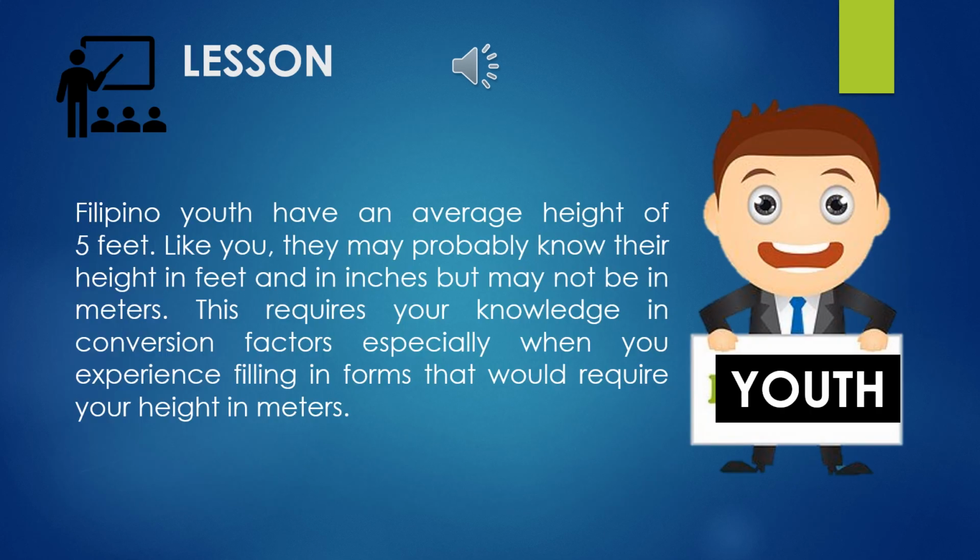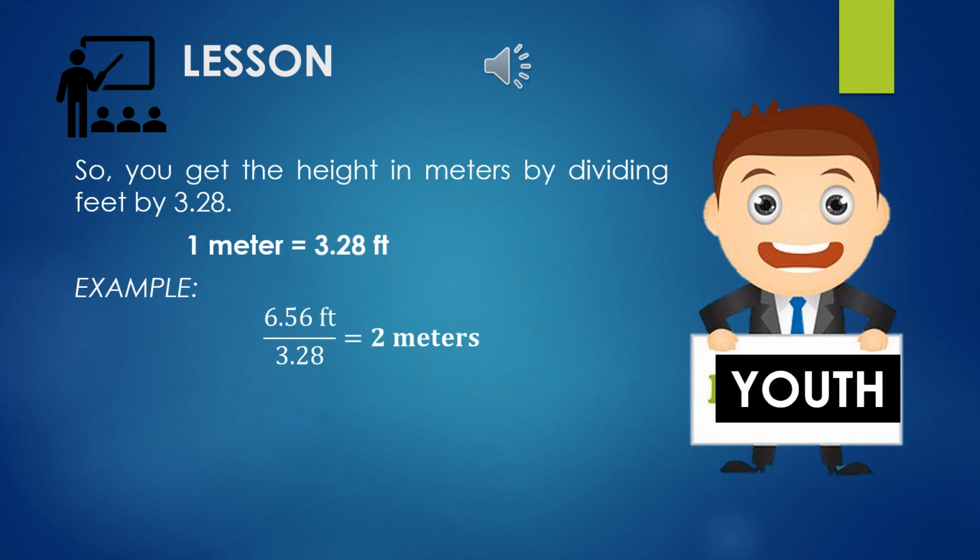Filipino youth have an average height of 5 feet. Like you, they may probably know their height in feet and in inches, but may not know it in meters. This requires your knowledge in conversion factors, especially when you experience filling in forms that would require your height in meters. So you get the height in meters by dividing the value in feet by 3.28. So let's look at the example. We have 6.56 feet into meters. So you divide 6.56 by 3.28, which is equal to 2 meters.